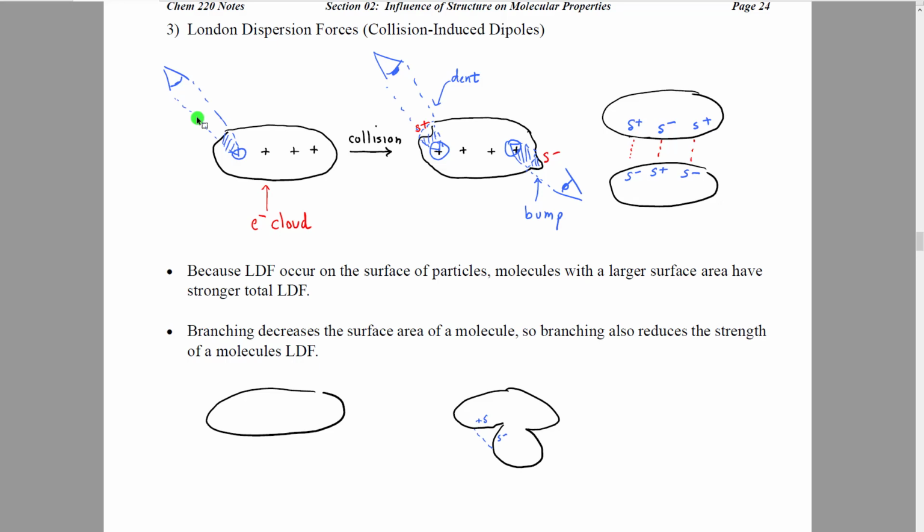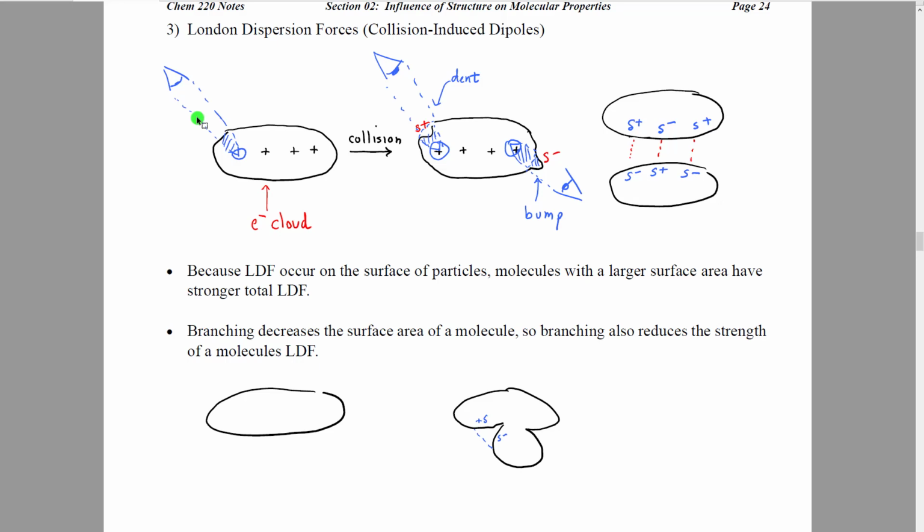There are a couple other things I want to discuss about the London dispersion force. The first is that because London dispersion force occurs on the surface of particles, when you have molecules that have a larger surface area, they have a stronger total London dispersion force. What that means is that molecules that are just larger, that have more atoms in them, are going to have more and more London dispersion attraction. And so the larger the molecule is, the more they tend to stick together.